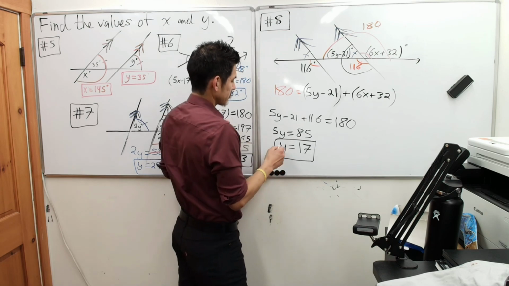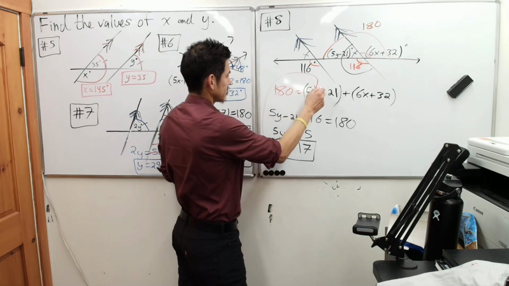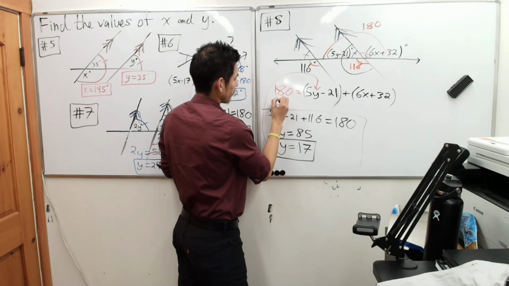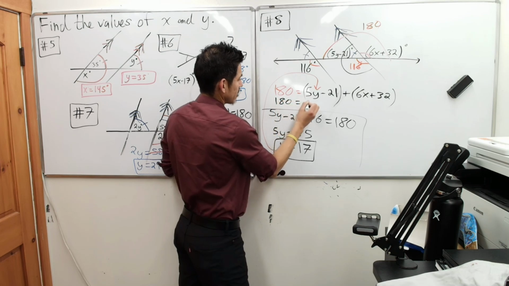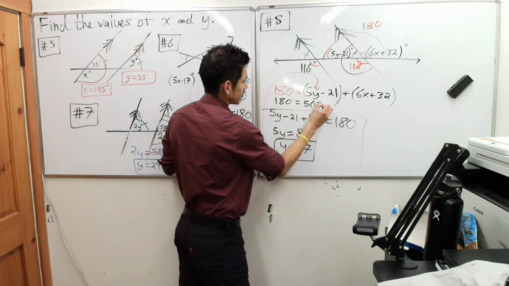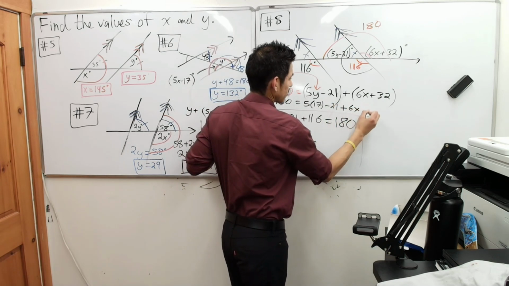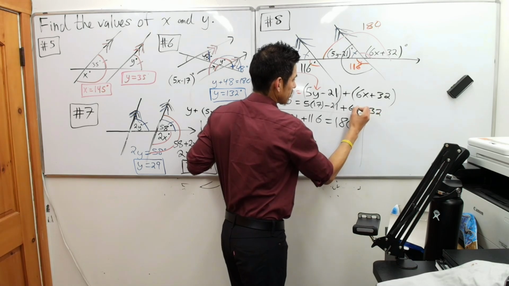Okay, so now we go back and recycle. Throw the 17 into here. So we will get 180 equals 5 times 17 minus 21 plus 6x plus 32.